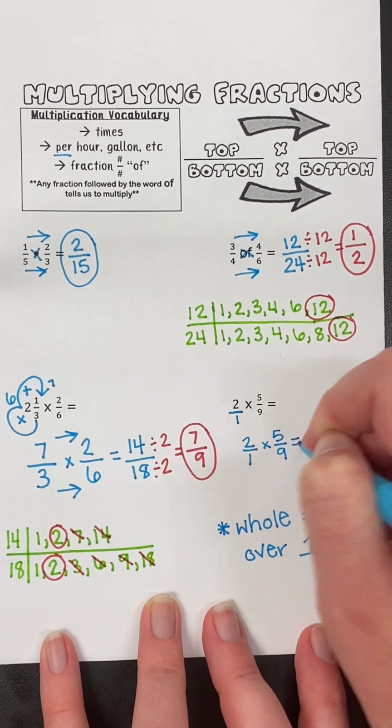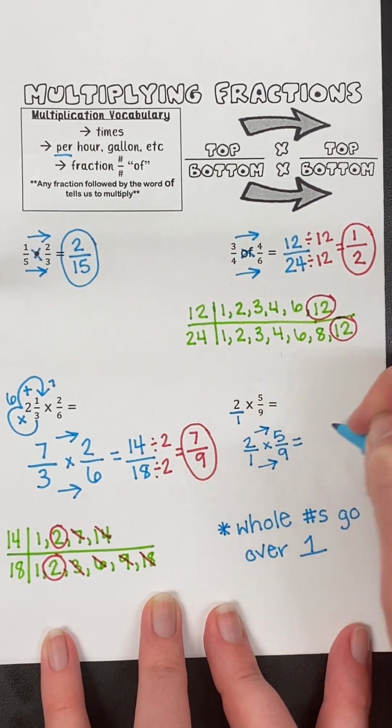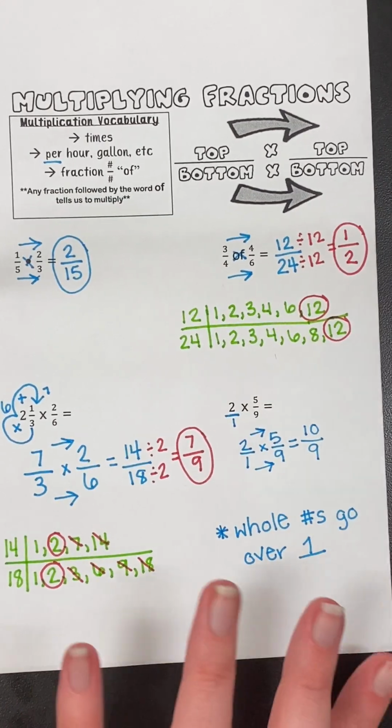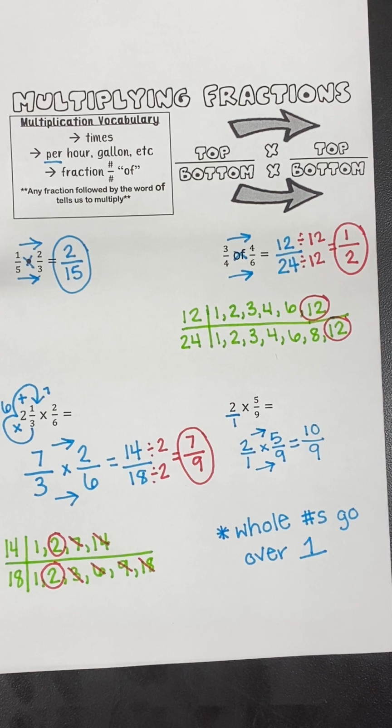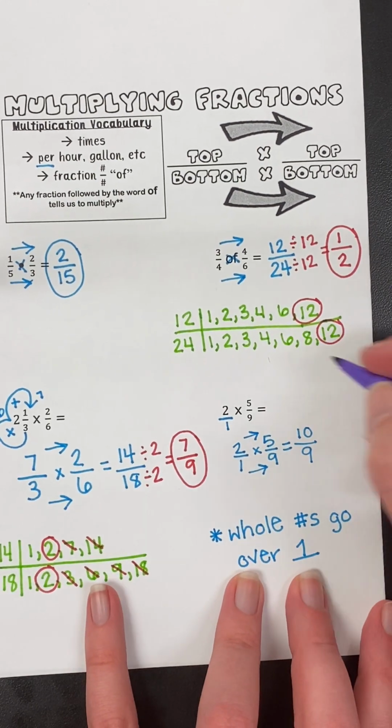So now I have a top and a bottom. Top times top, bottom times bottom. 2 times 5 is 10. 1 times 9 is 9. So now I have an improper number or an improper fraction. That's the top is bigger. We cannot leave it like this. We learned how to fix this by doing backwards check mark.